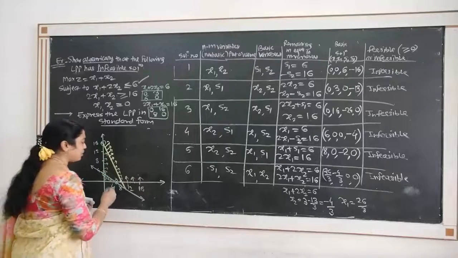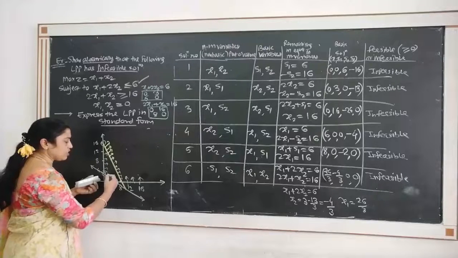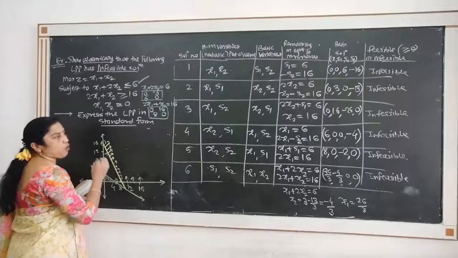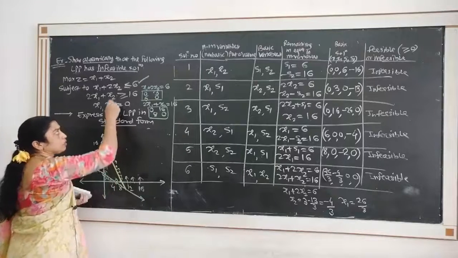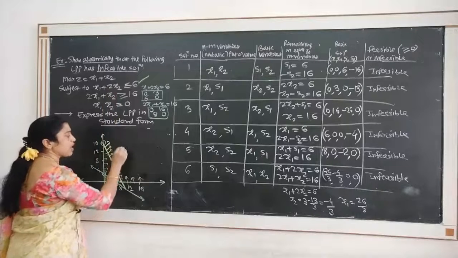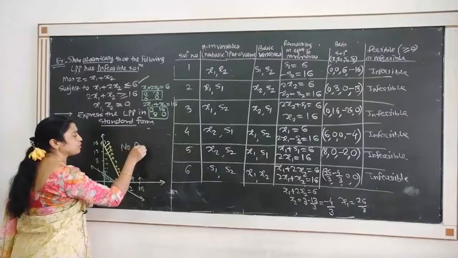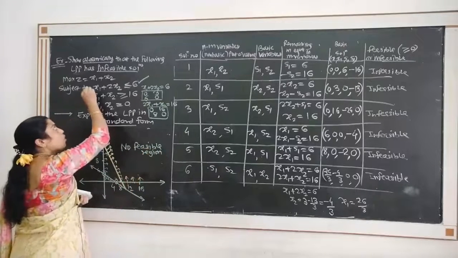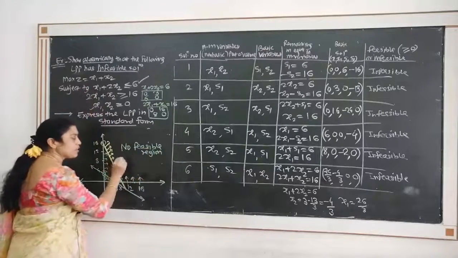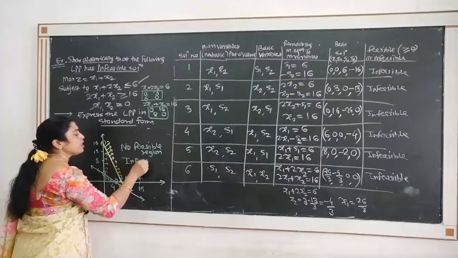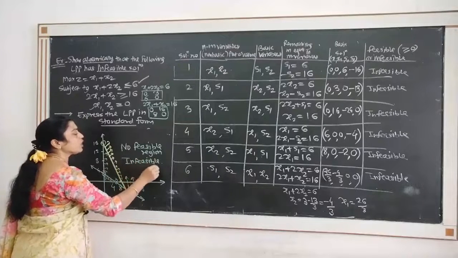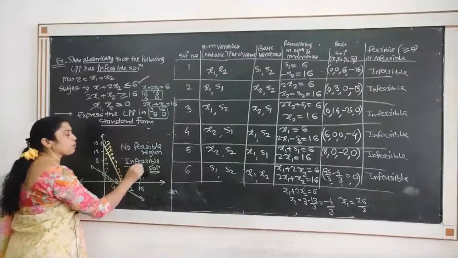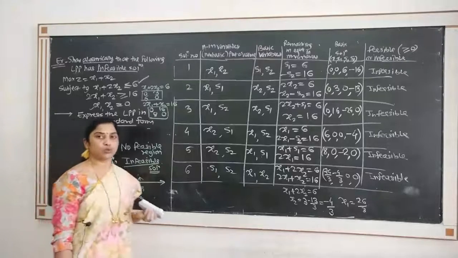So observe that there is no feasible region. This region is below, this region is above. So no region satisfies all the boundaries of the equations, which implies that there is no feasible region. There is no common region which satisfies all the constraints simultaneously, which means that this LPP has an infeasible solution. So you can check graphically also that there is no feasible region. So the problem has an infeasible solution.